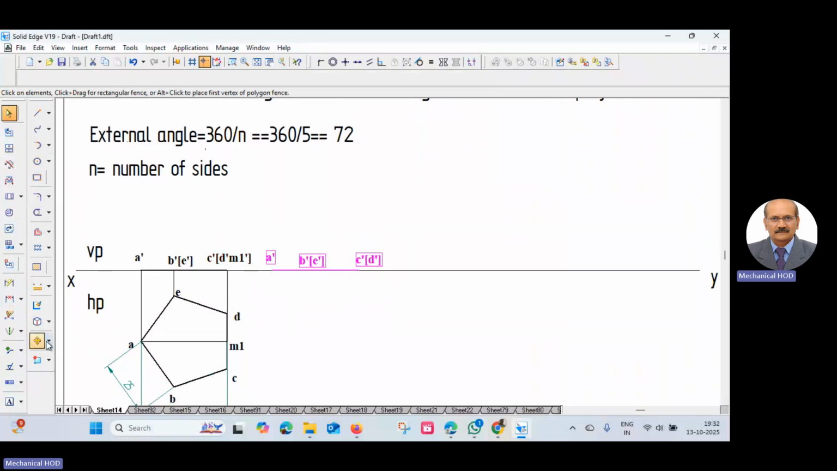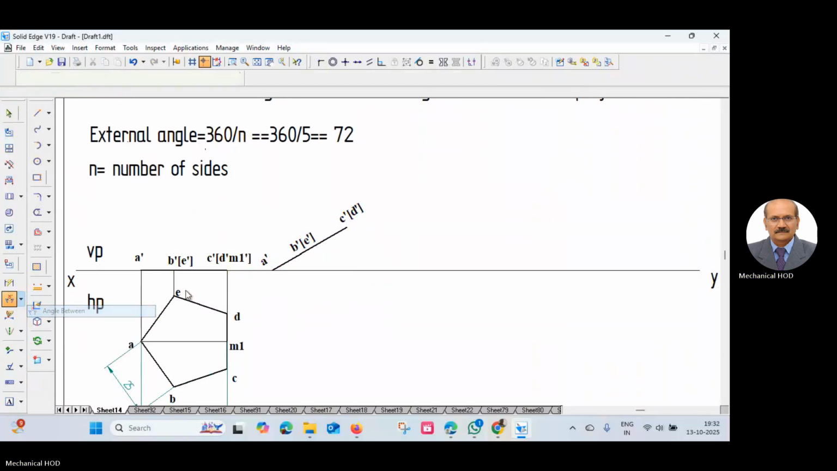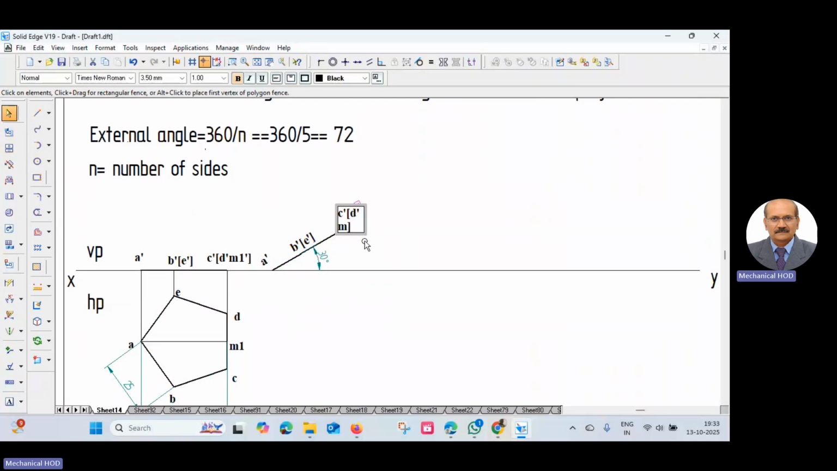Let us rotate it. Rotate. This is the center of rotation. This is the point to rotate from. Rotate by an angle, rotation angle 30 degree and position angle both 30 degree, plus enter key. Measure the angle. This is the angle. Within this we have M dash also, M1 dash also.